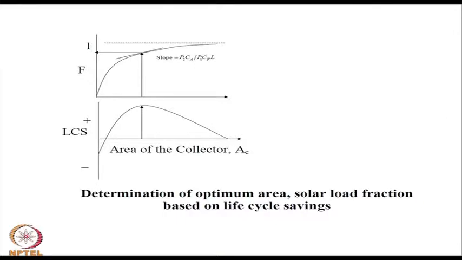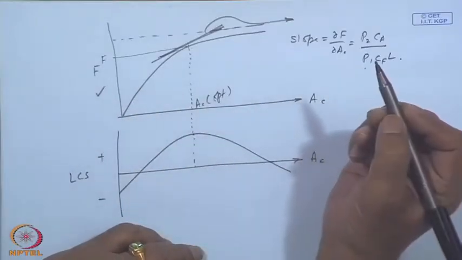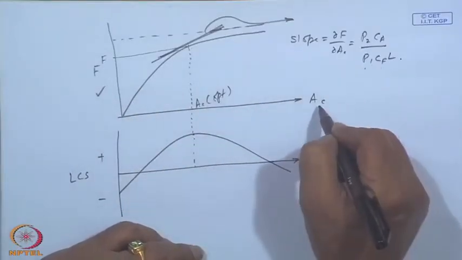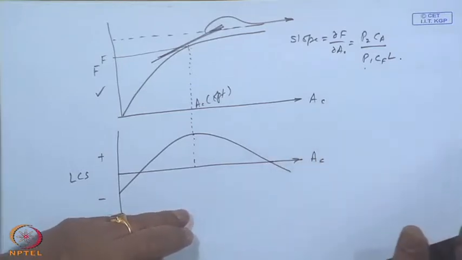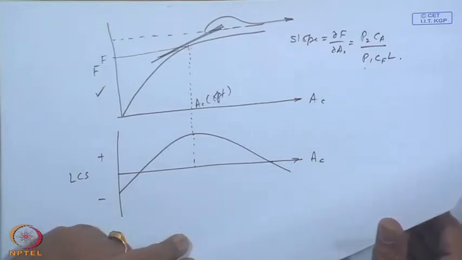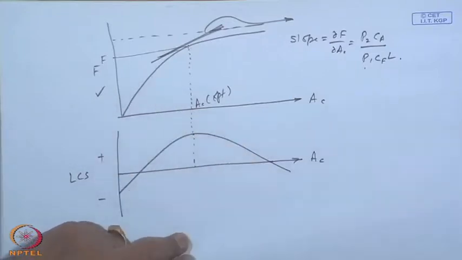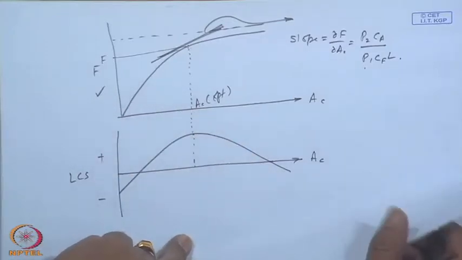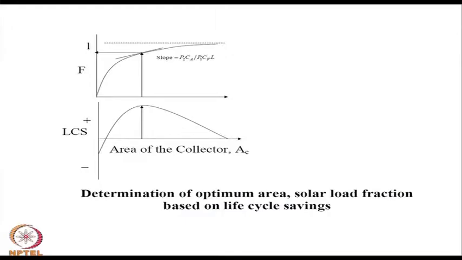Okay? So, that is how now you understand the importance of the solar load fraction versus the area curve for the long term performance, and that we have struggled through a large number of equations and methods to find out the F versus AC curve. That combined with the life cycle savings will yield what should be the optimum for the particular system or application under consideration.